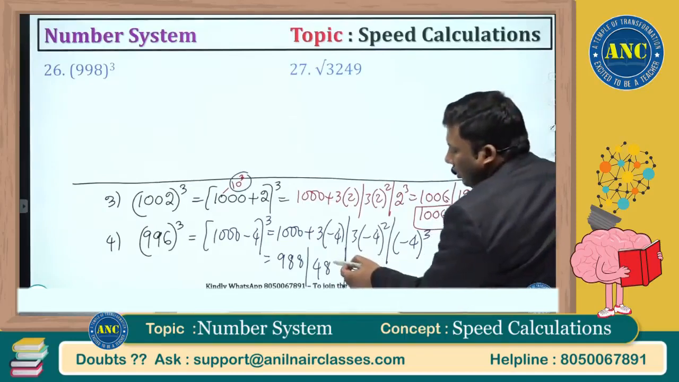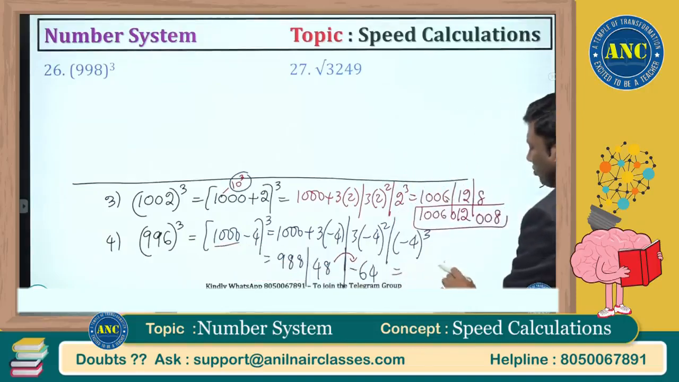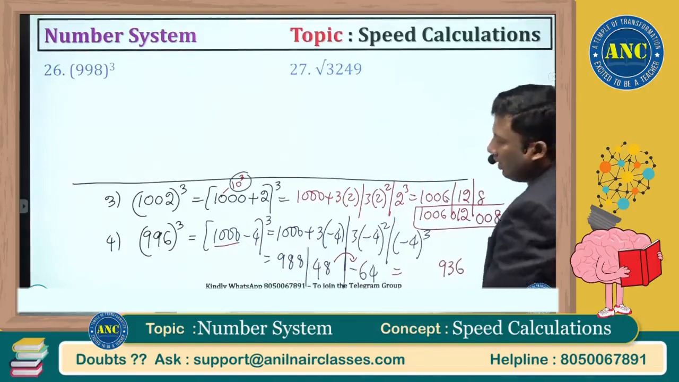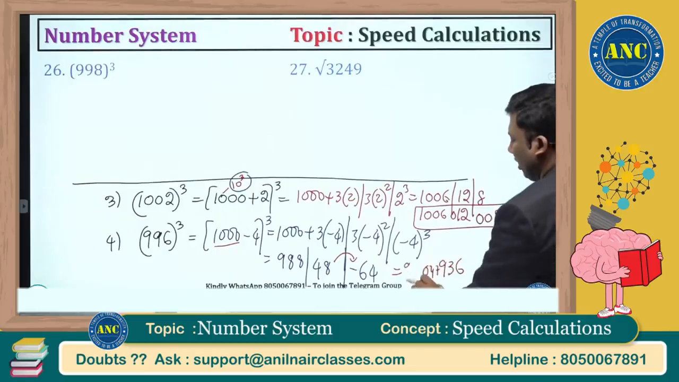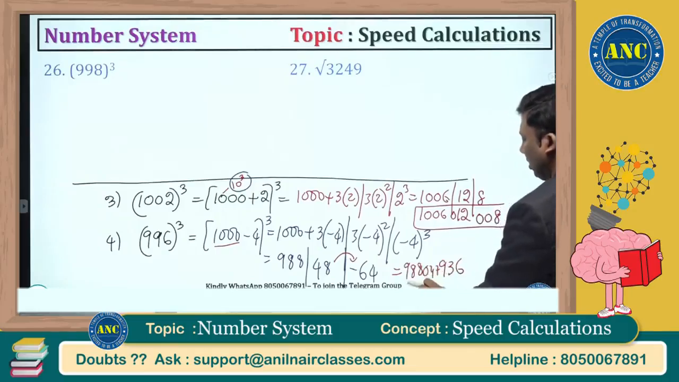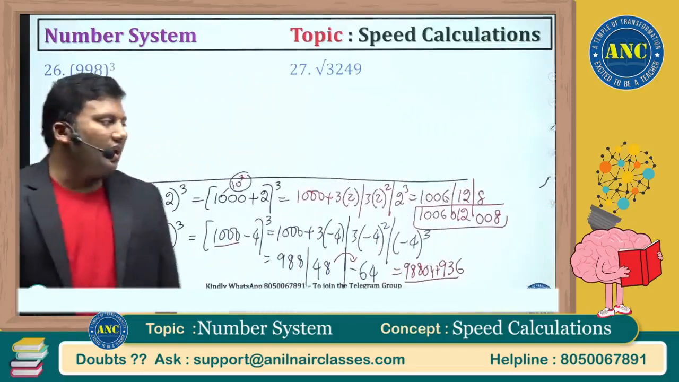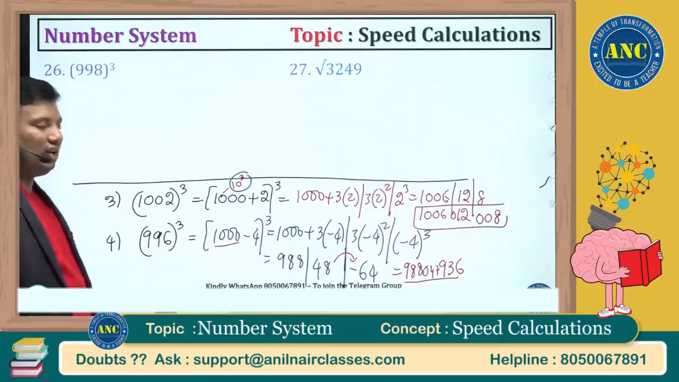Minus 64, so 1 is carried, 1 carried on a base of 1000. 1000 minus 64 is 936. 48, 1 carried, it is 47, in 3 digits 047. Remaining is 988. The answer for this question is 988 047 936.